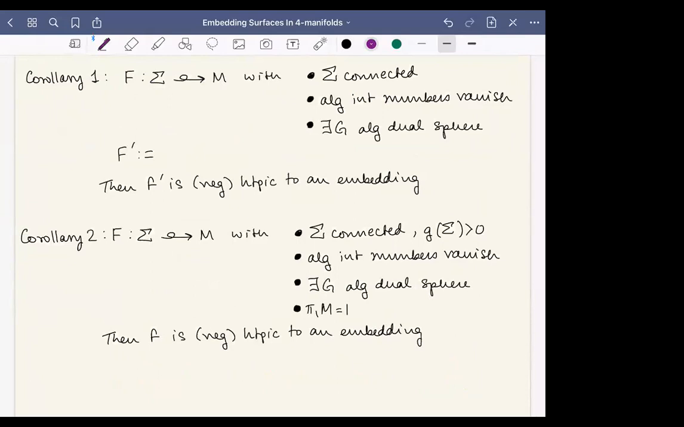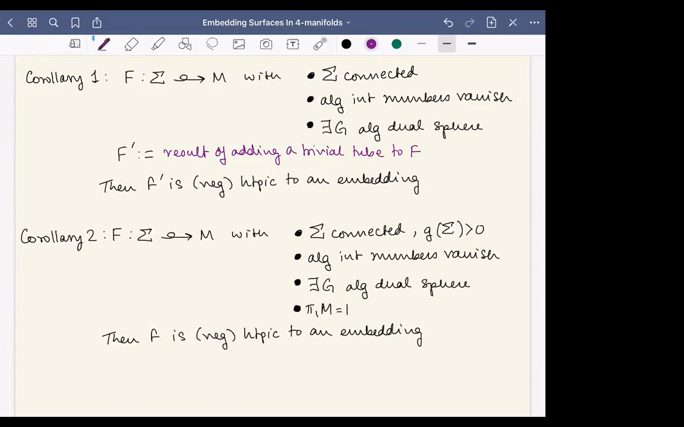dual sphere. Then let F prime be the result of adding a trivial tube to F. Meaning just that you have your surface in a little local neighborhood, at a little handle in a little B4. So the moment you do that, we can show that the Kervaire-Milnor invariant vanishes and therefore you are regularly homotopic to an embedding. So once you stabilize, there are no problems left.